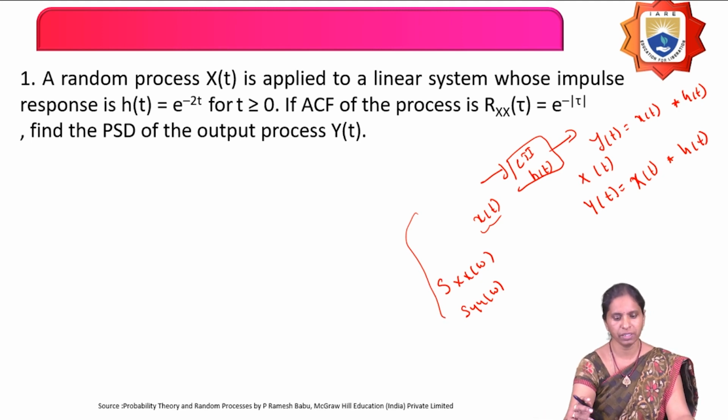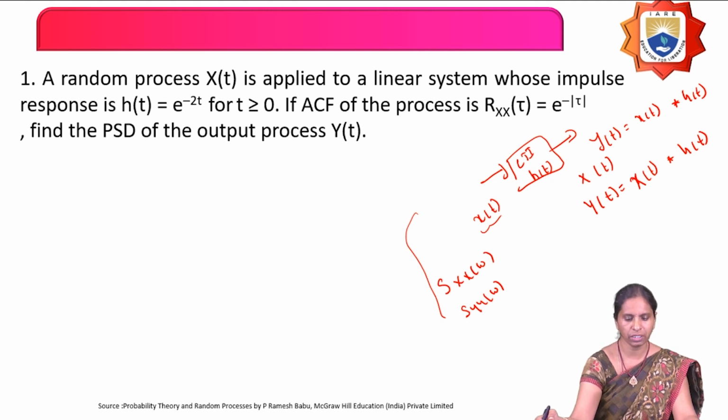The first problem is: a random process x of t is applied to a linear system whose impulse response is h of t equals e power minus 2t for t greater than or equal to 0. If the autocorrelation function of the process is Rxx of tau equals e power minus mod tau, find the power spectral density of the output process y of t.